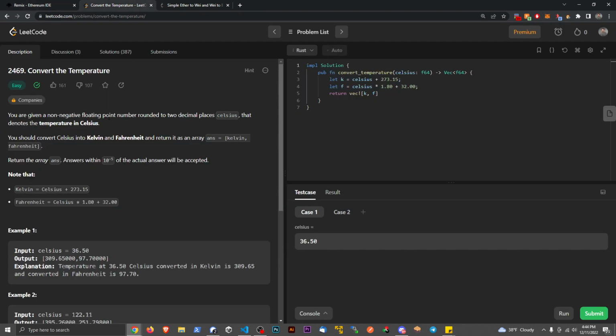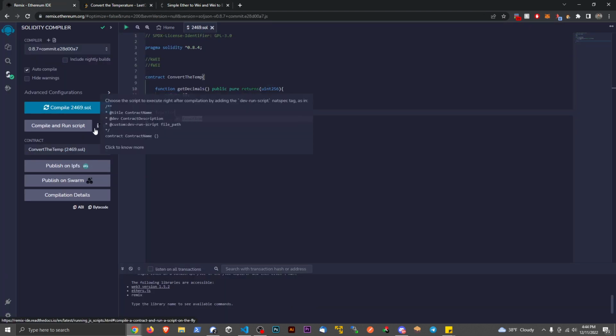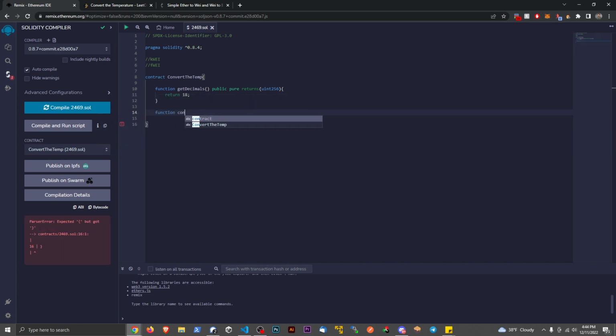Remember that in this function, what we want to build here, this is Rust code, of course. We're taking in the initial temperature and we're converting that to Kelvin and Fahrenheit. Cool. So function, we're going to call this convertTemperatures. And that's fine for now. What I'm going to do now is ignore the parameter. We're going to deal with that in a second. This is going to be public, pure, and returns a uint256 array from memory. And let's open this up.